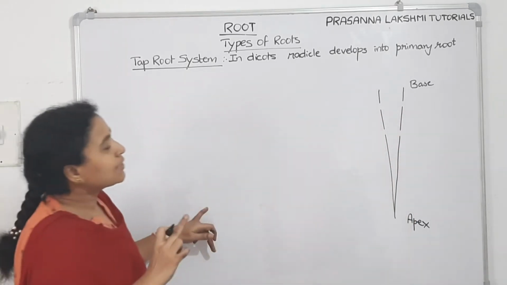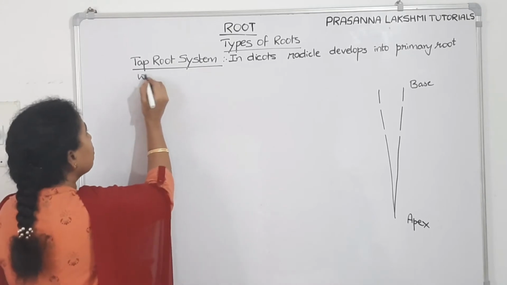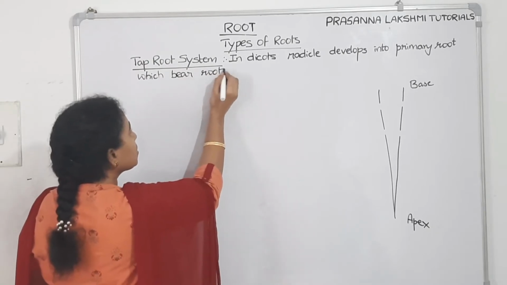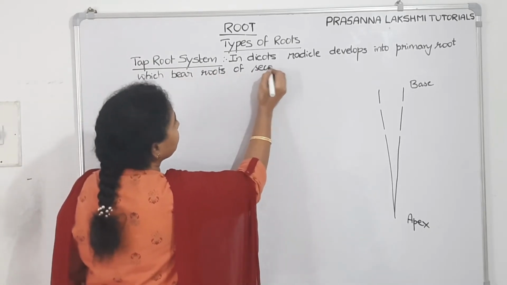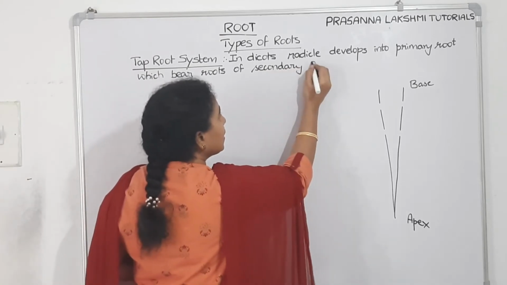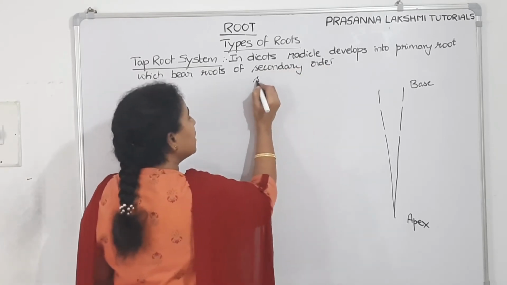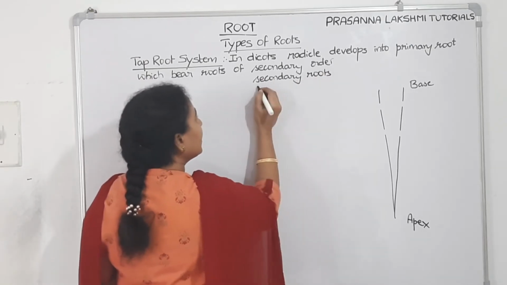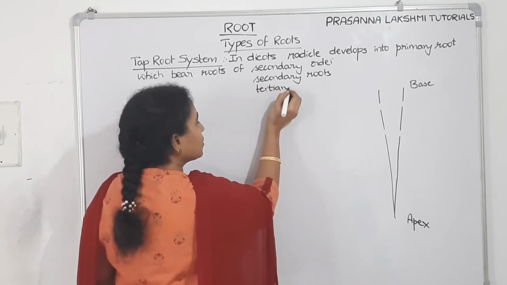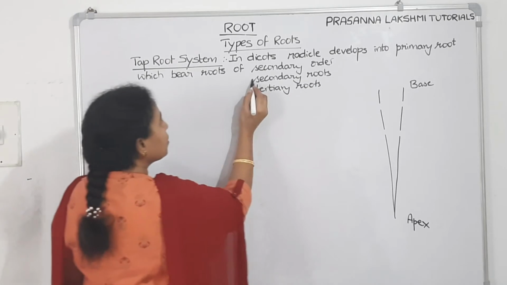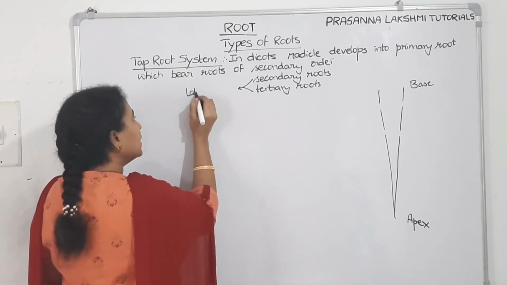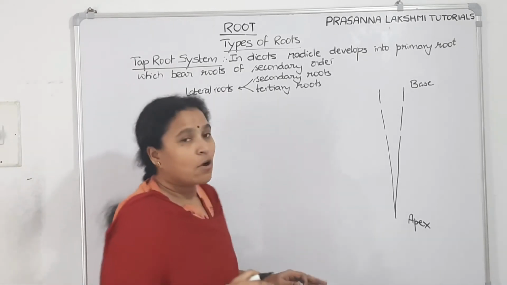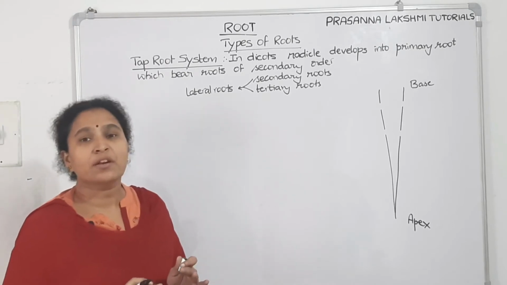In dicots, the radicle develops into the primary root, which bears roots of secondary order. Secondary order means they are secondary roots and tertiary roots. These secondary roots and tertiary roots together are called lateral roots. Now on the secondary roots and tertiary roots, so many root hairs will be there.